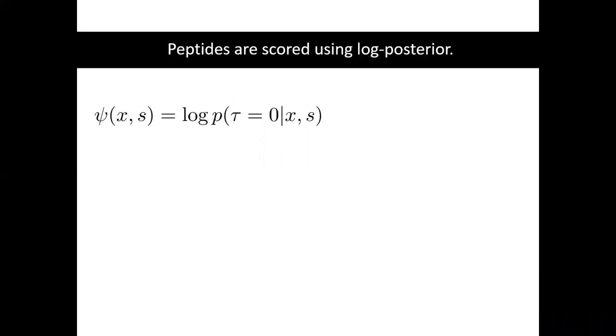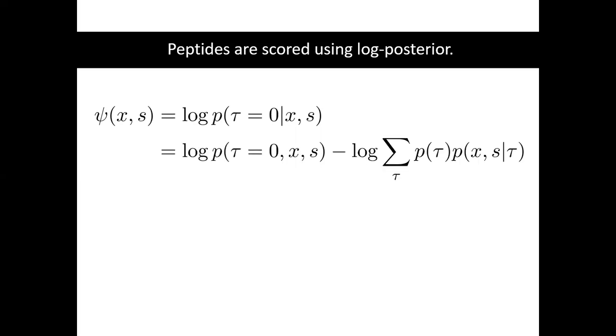So in order to actually assign PSM scores, sum product inference is computed in DIDEA to calculate the log posterior score, which is written here. It's the log posterior of tau equal to 0, so the shift being equal to 0, given the peptide and observed spectrum. The motivation behind this score can be seen if we expand this a little bit. We can see that there are two terms. One is the joint distribution evaluated at tau equal to 0, and a negative term, which is the log likelihood, where we marginalize over all of the shifts tau.